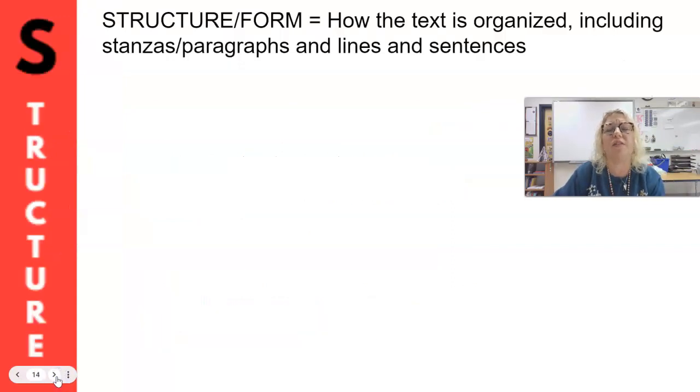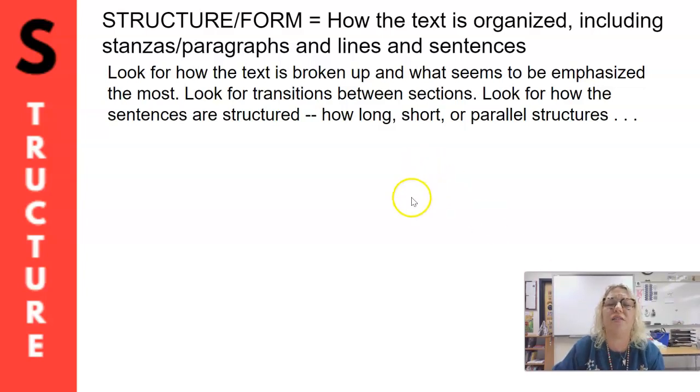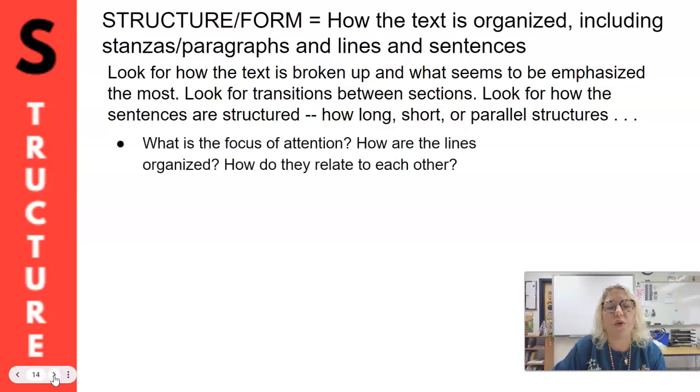Okay, how about structure? This is how the text is organized, including stanzas, paragraphs, lines, and sentences. For structure in Medea, look at how the text is broken up and what seems to be emphasized the most. Look for transitions between sections, look for how the sentences are structured, and how the lines are divided. What's the focus of attention is a good question.